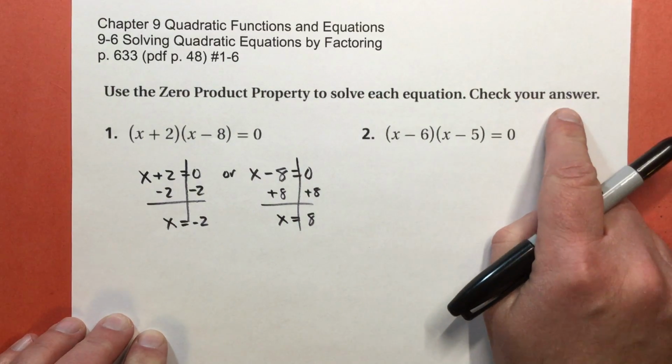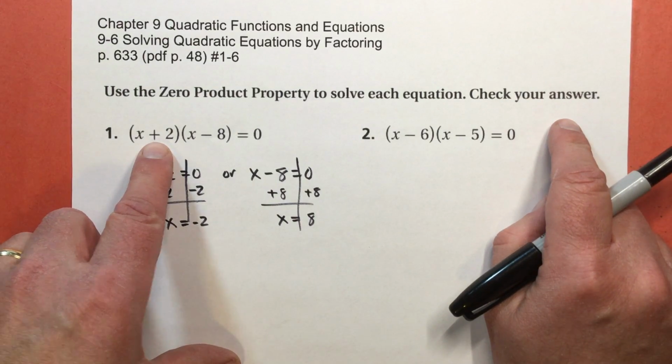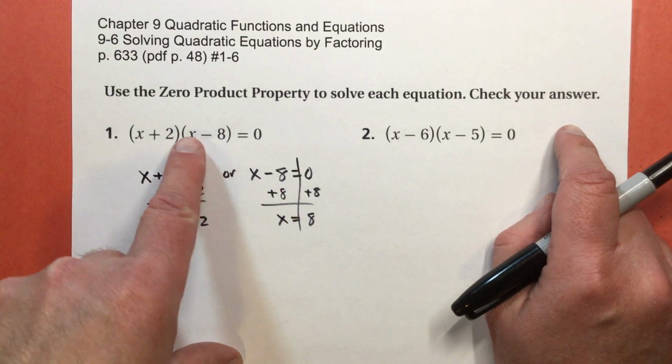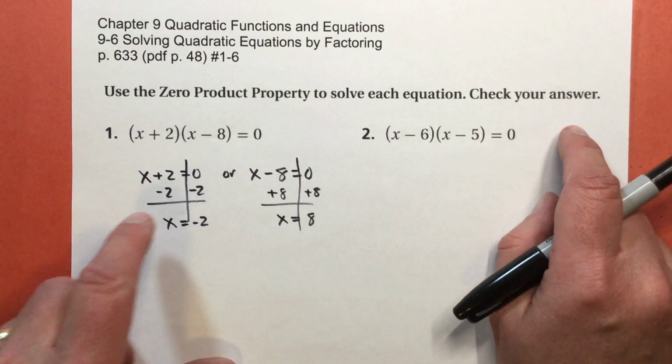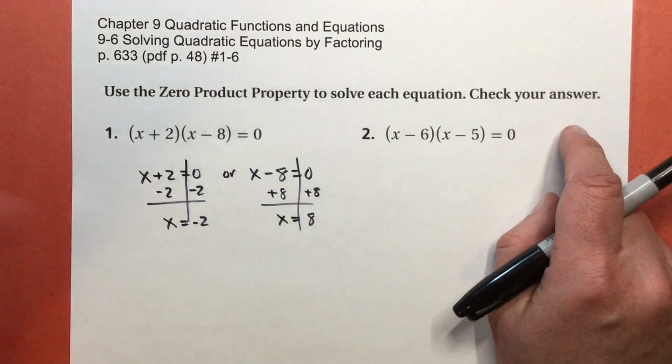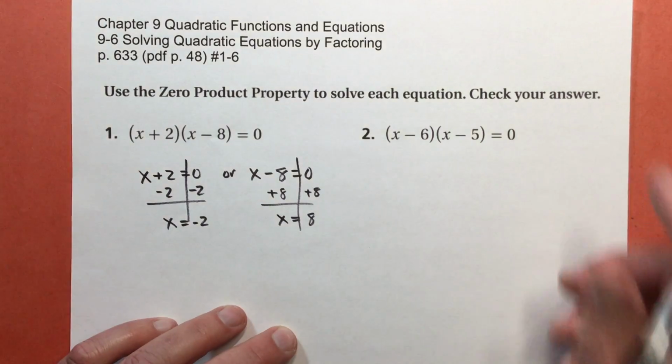And it says check your answer. Negative 2 plus 2 is 0. Doesn't matter what that is, 0 times whatever that is does equal 0. And when x equals 8, I get 8 minus 8 equals 0. So that's going to make that go to 0. That's going to make that go to 0. And when I multiply either one, I'm going to get 0.